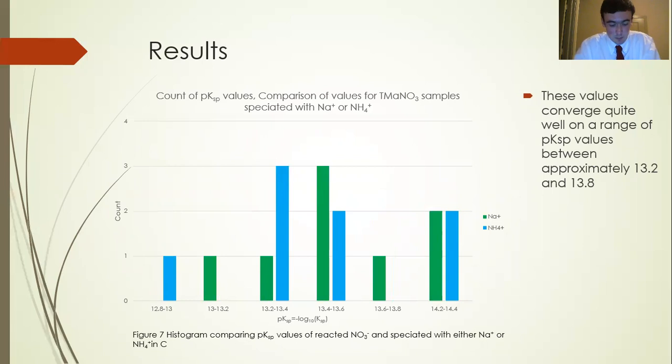This histogram compares pKsp values for synthetic samples reacted in nitrate media, comparing between those speciated with sodium and ammonium, and these converge on a quite small range of pKsp values between approximately 13.2 and 13.8.